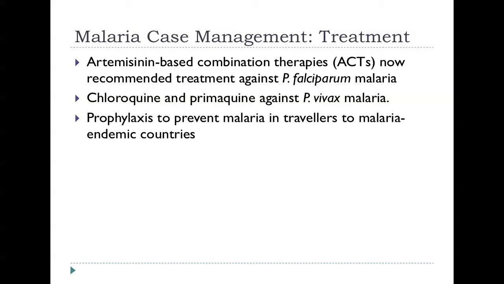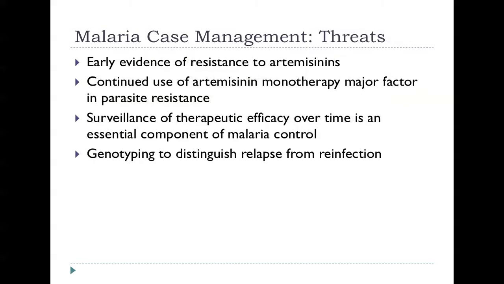Chloroquine and primaquine are used against Vivax, and we give prophylaxis to prevent malaria in travellers. Prophylaxis doesn't work on a population-wide scale in areas where malaria is endemic. So what are the problems? Well, we've got some threats here because there is some evidence of resistance even to the artemisinins. The problem is that if people use one of these drugs on its own, then you breed up resistance. And this is a general rule of thumb, here and in TB and other situations. If you give a single drug, then you can breed up resistance quite quickly.